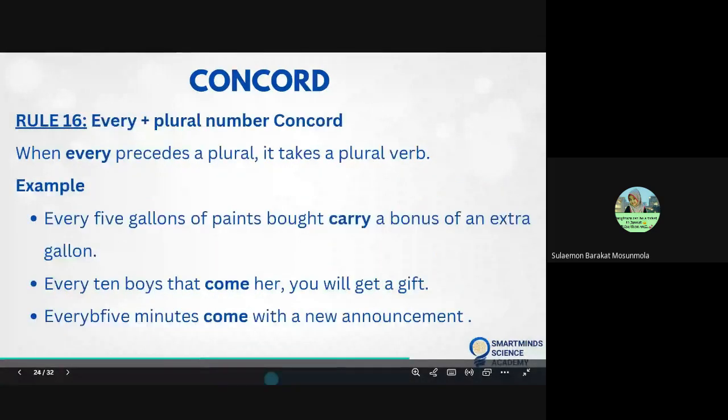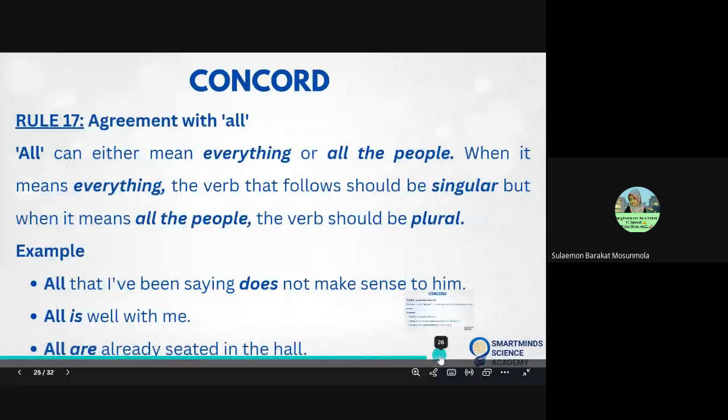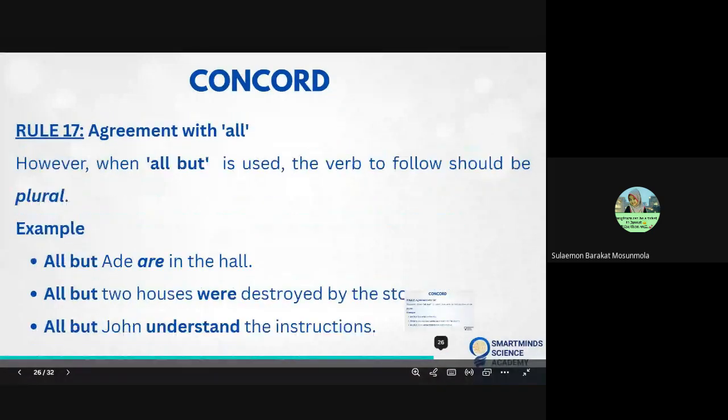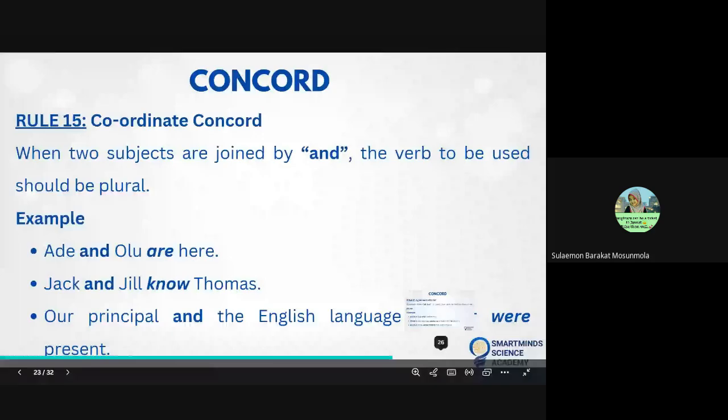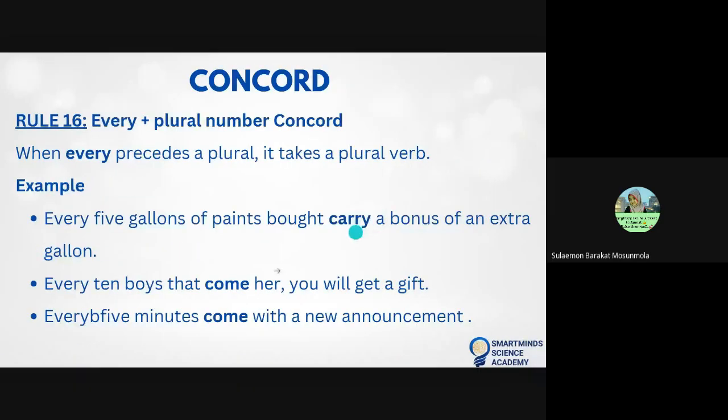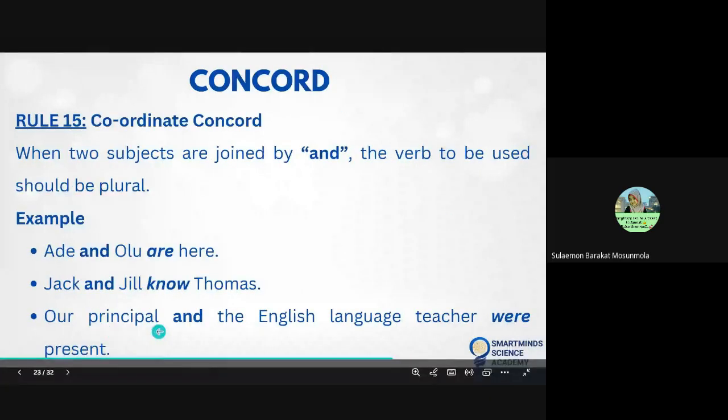This should be around, okay, I think I am almost there. Okay, good. Coordinate concord now. When you use coordinate concord, look at this. When two subjects are joined by "and," two different entities. I will use the third example to explain. Our principal and the English language teacher.